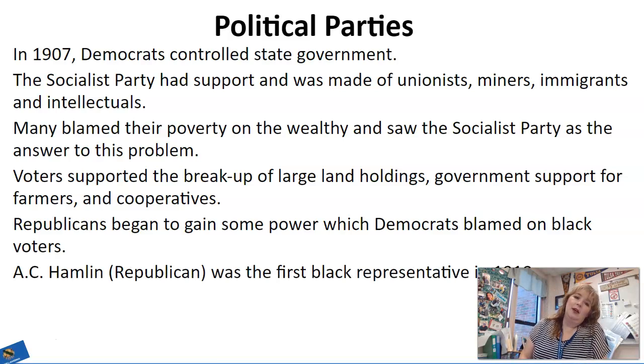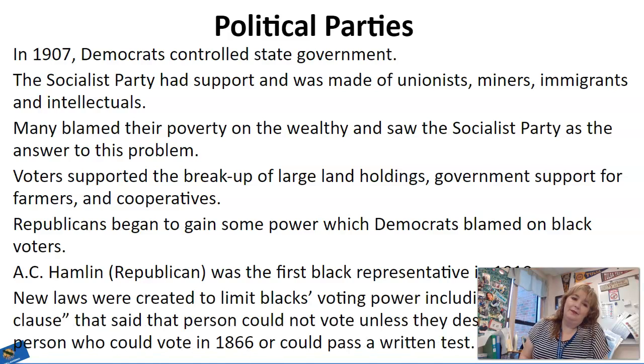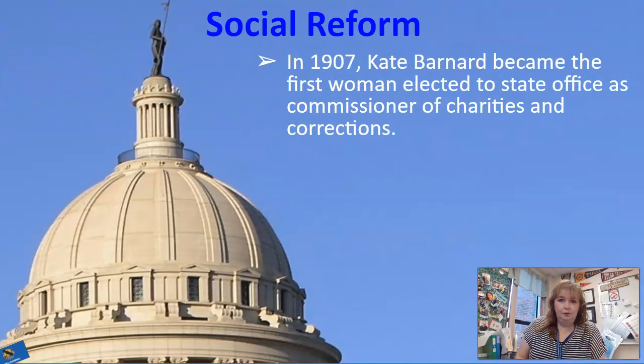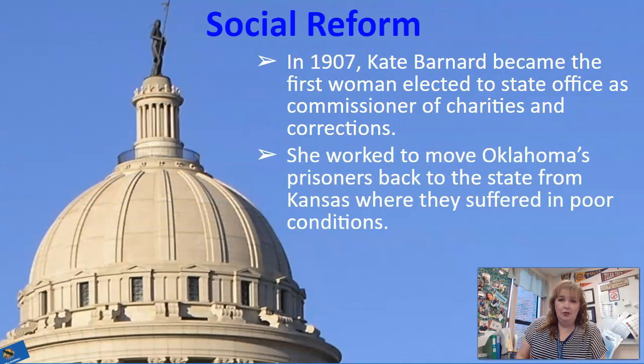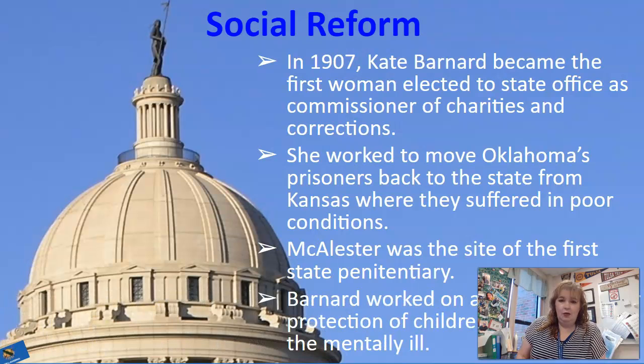A.C. Hamlin was the first Black representative in 1910. And then new laws would be created to limit Black voting power, including a grandfather clause that said a person could not vote unless they descended from a person who could vote in 1866 or pass a written test. We'll talk more about those laws next week. We talked a bit about Kate Barnard on Monday, but just know she's the first woman elected to state office, and she worked to make Oklahoma better.